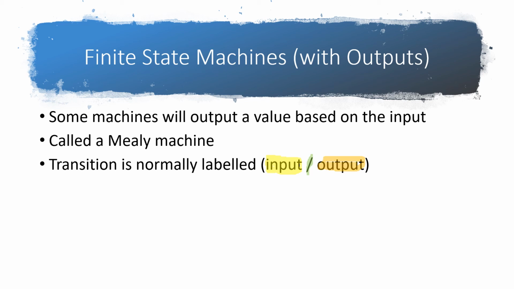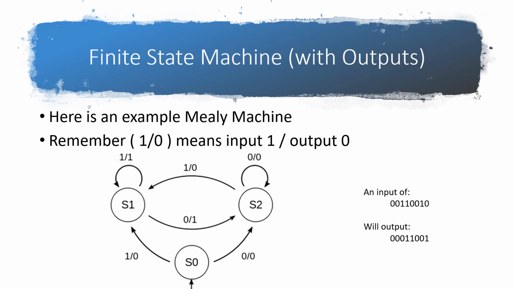So when you come to look at these machines in a minute, just remember that the transition is labeled with the input followed by the output, right? So we've got an example, I think. This is an example of a Mealy machine, or a finite state machine with outputs.